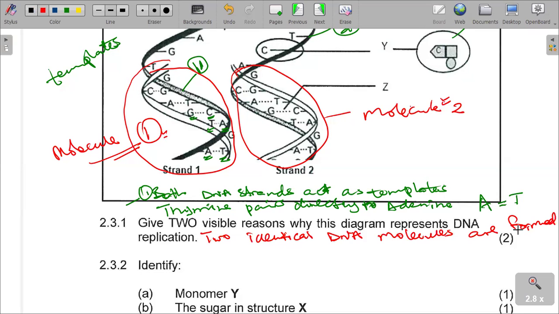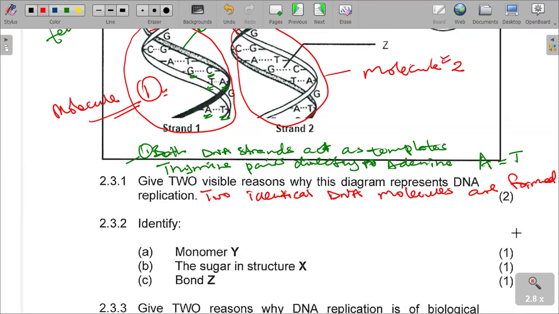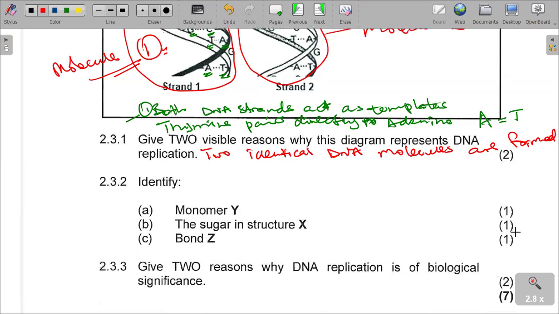Two identical DNA molecules are formed, which can be well understood that it is what? It is DNA. When two identical strands of DNA are formed, they represent what? They actually represent DNA replication.